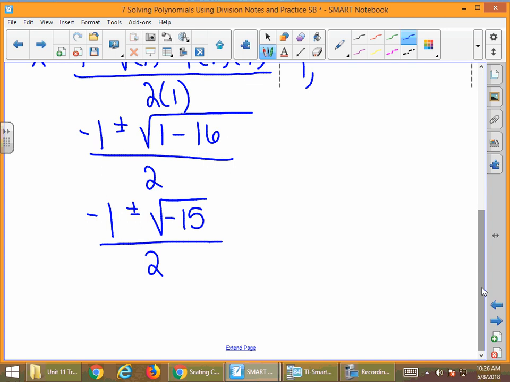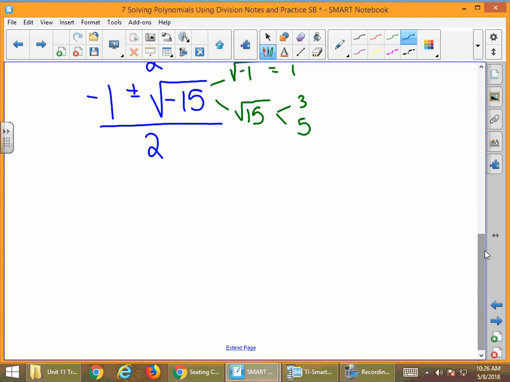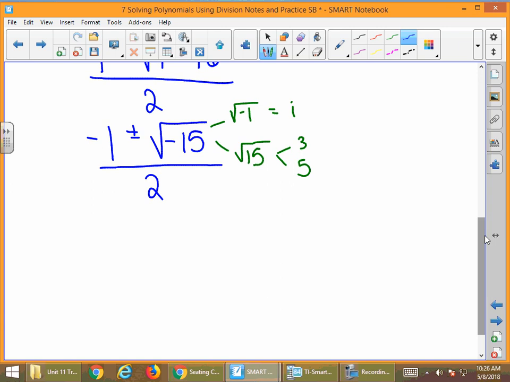And again, we want to write our answers in exact form. That means that we need to simplify the square root of negative 15. And that's the square root of negative 1 times the square root of 15. And you've already told me once today that the square root of negative 1 is i. So we know that. 15 is 3 times 5. We can't simplify it anymore. So to get our final roots of this particular polynomial, we're going to end up with negative 1 plus or minus i radical 15 divided by 2 for our values of x.